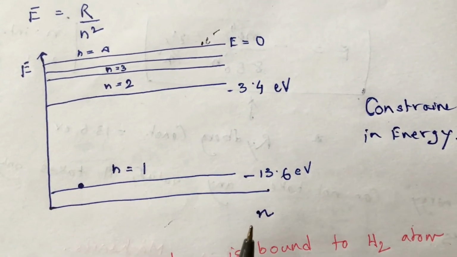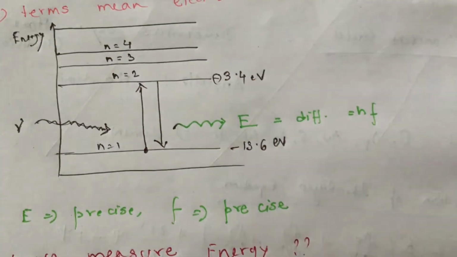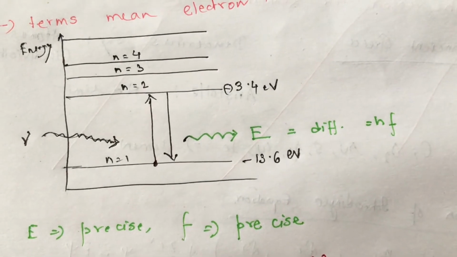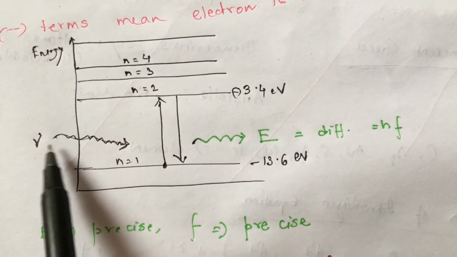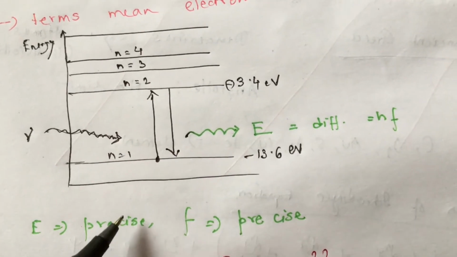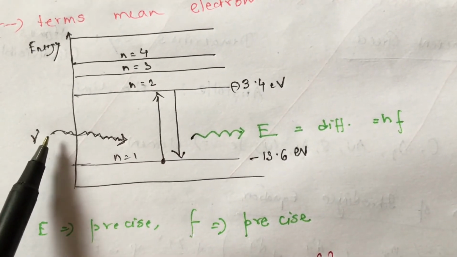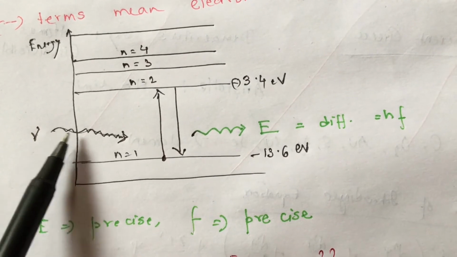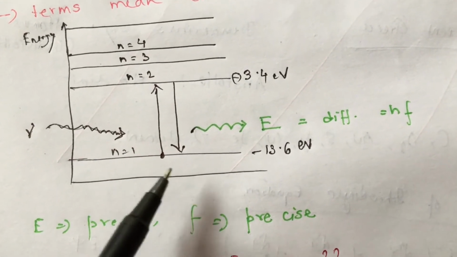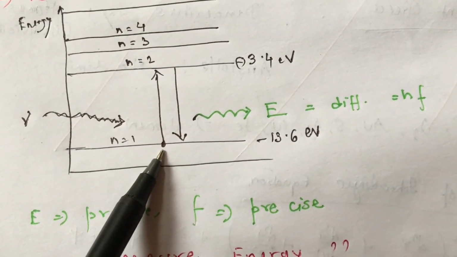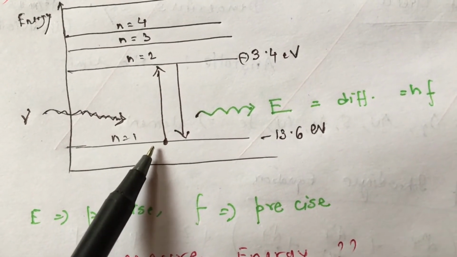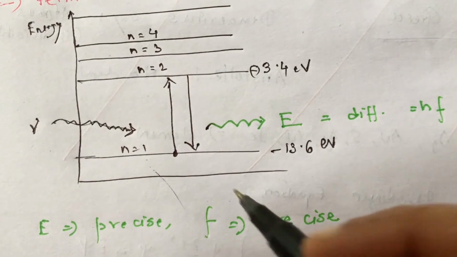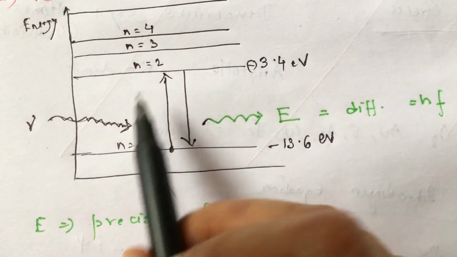Now how can this electron move? This electron is able to move when I supply energy from outside. How do I supply energy from outside? I throw some light, some photon coming from outside, and an electron residing at n equal to 1 takes this much amount of energy, and then it makes a transition from n equal to 1 to n equal to 2.